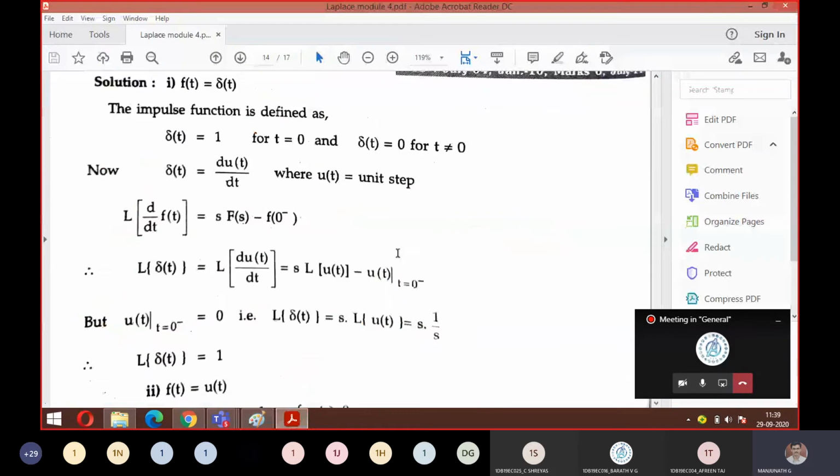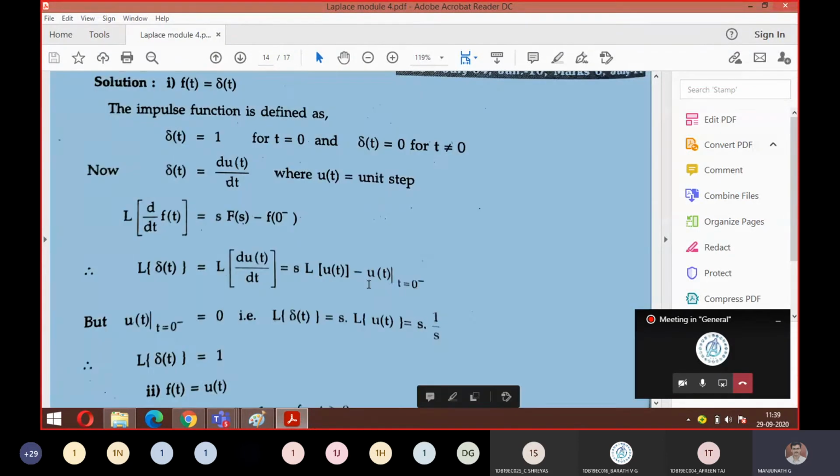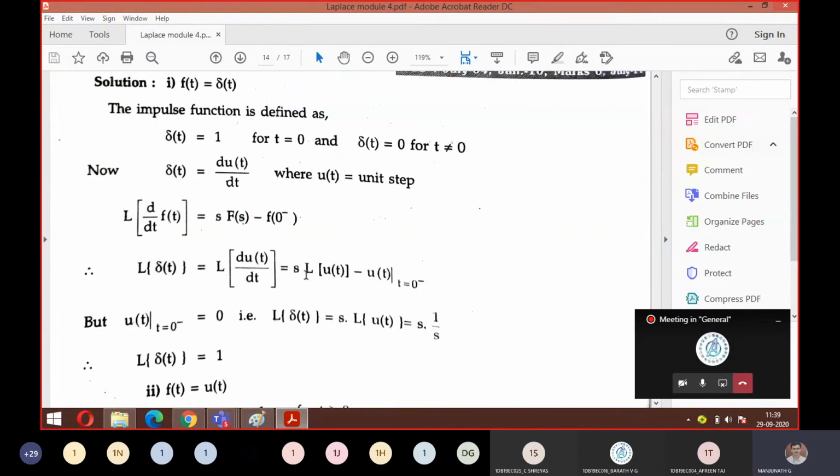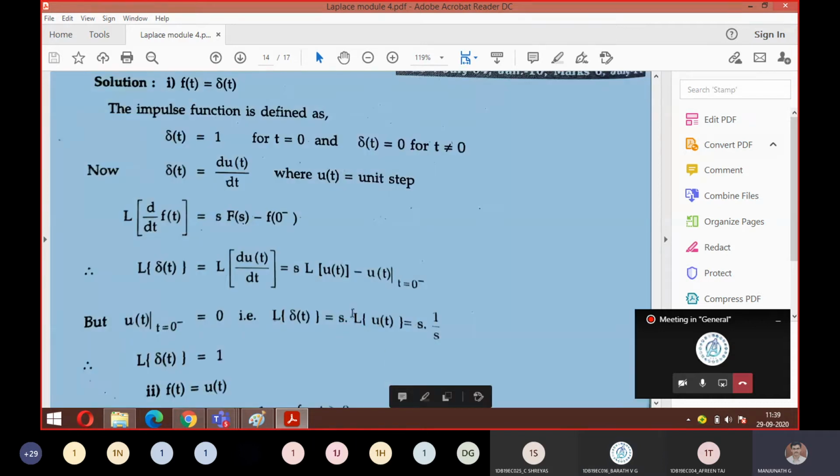That is why they did this, see here. So u of t at t equal to 0 minus becomes 0. If this becomes 0, what is left out? S into L dt is written here, can you see? Is it fine? Everyone, is it fine? Yes, sir. Okay. So now what has happened?